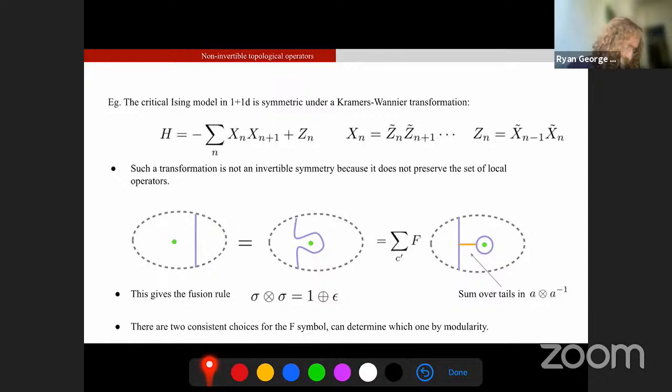Well, it's equivalent to saying that this theory is unchanged if you gauge this Z2 symmetry. This is a Z2 symmetry generated by the product of Zs. If you gauge that symmetry, do some gauge fixing, it amounts to this transformation. And this transformation is not an invertible symmetry, because it doesn't preserve the set of local operators.